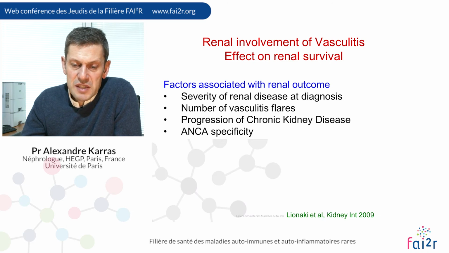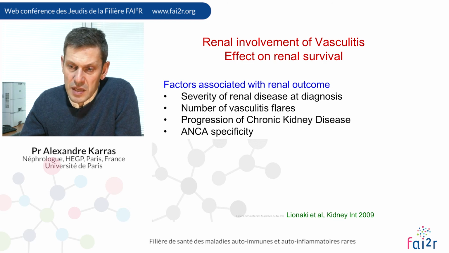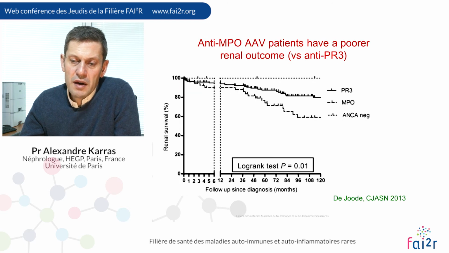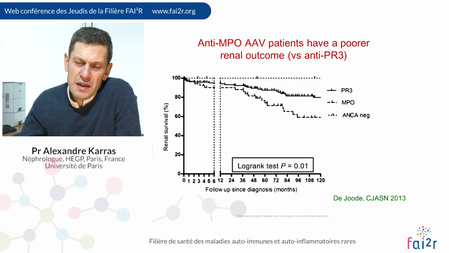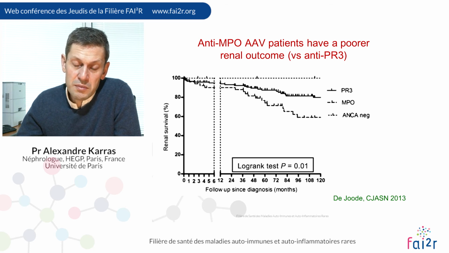Finally, ANCA specificity is important to predict prognosis. We know that patients with anti-MPO ANCAs have a more pronounced tendency to get renal disease and an increased risk of getting chronic failure.